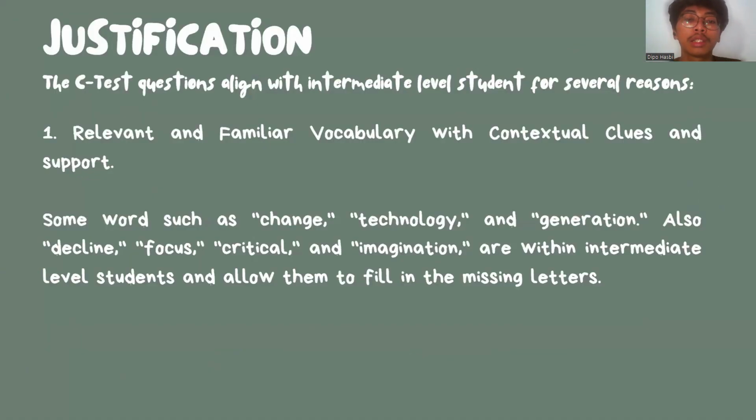Why did I think that those two short texts are aligned with intermediate level students? There are several reasons for it. The first one, relevant and familiar vocabulary with contextual clues and support. Some words such as change, technology, and generation, also the words decline, focus, critical, and imagination are within the intermediate level of students and allow them to fill in the missing letters.